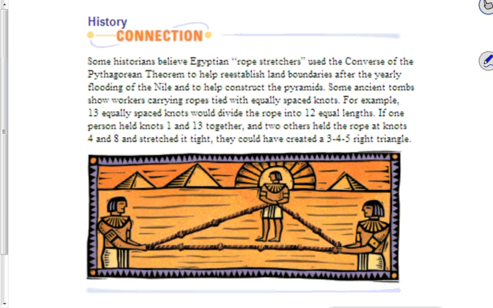And that's actually what we see happening in this picture. So let's label it real quick so you can see. So you can see the knots here and here. So that's 1, 2, 3 units. Here we have knots. That's 1, 2, 3, 4. So those would be the two legs. And then we have these knots here. And that creates 1, 2, 3, 4, 5. So we have a 3, 4, 5 triangle, which would make this the right angle right there.